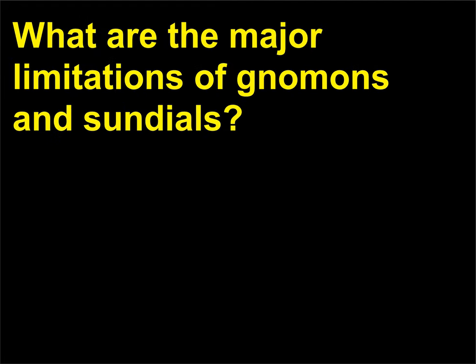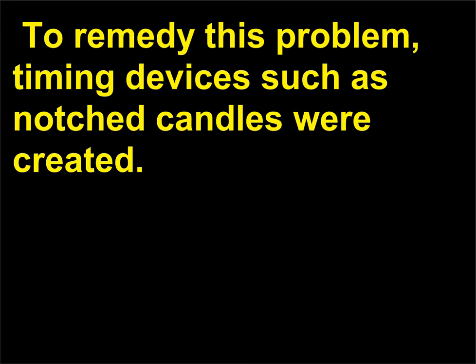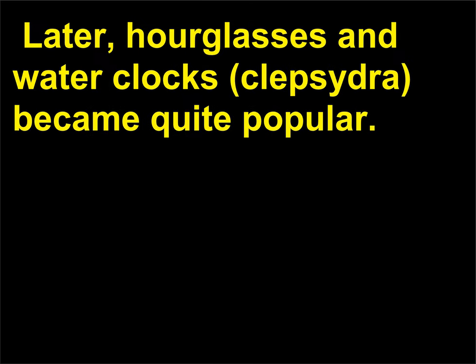What are the major limitations of gnomons and sundials? This kind of clock cannot be used at night or when the sun doesn't shine. To remedy this problem, timing devices such as notched candles were created. Later, hourglasses and water clocks, clepsydra, became quite popular.